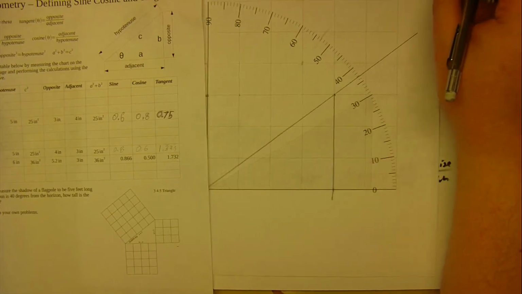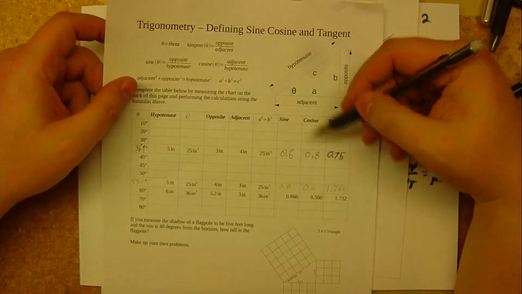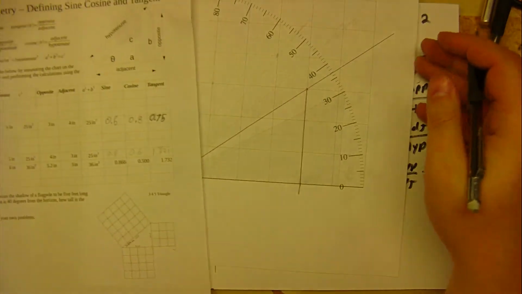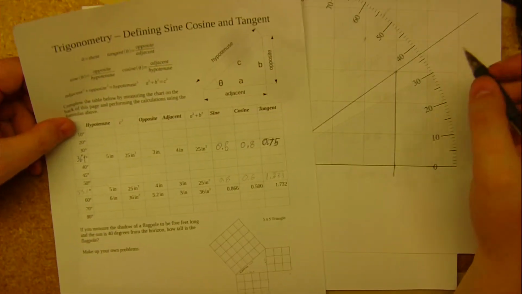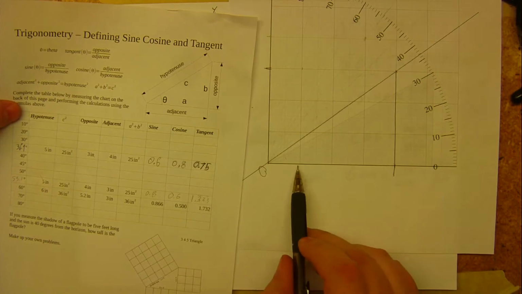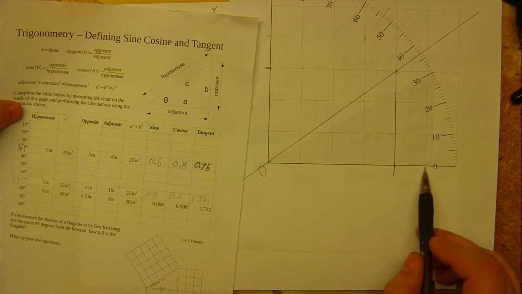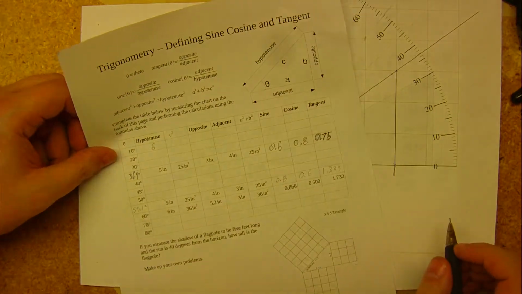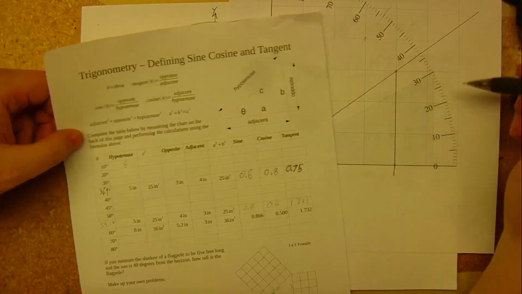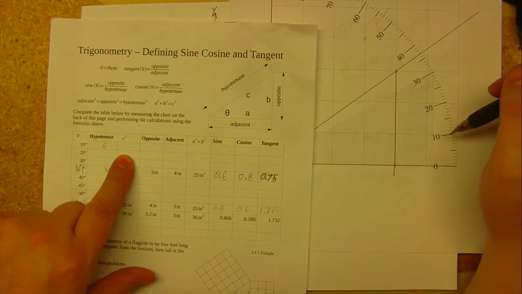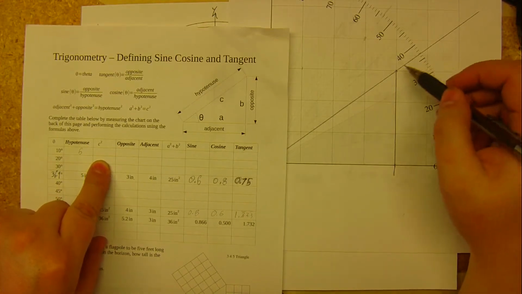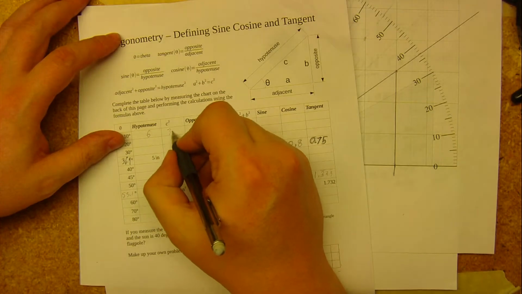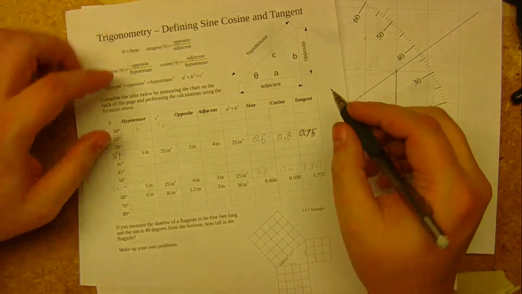Alright, so now we're going to look at how to fill out the rest of this chart. So the hypotenuse, 1, 2, 3, 4, 5, 6. Hypotenuse is going to be 6. My hypotenuse squared, 6 times 6 is going to be 36 square inches.